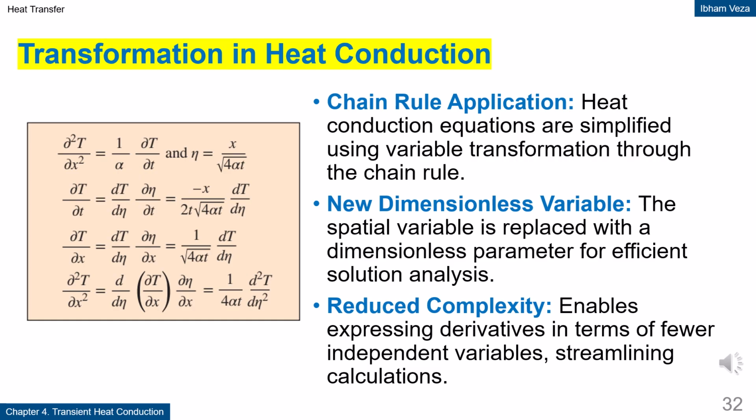Transformation in heat conduction differential equation. By applying the chain rule, derivatives with respect to space and time can be expressed in terms of a new variable. This new variable is usually a combination of position and time. This approach reduces the number of independent variables that must be handled explicitly. The result is an equation that is simpler and easier to solve analytically.